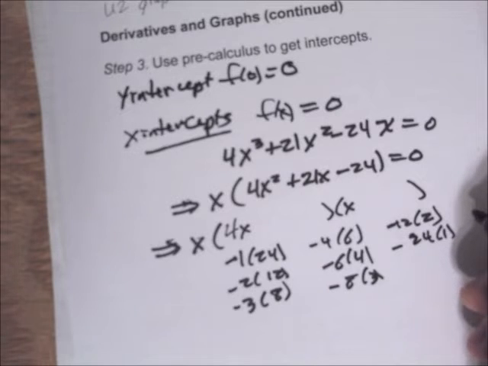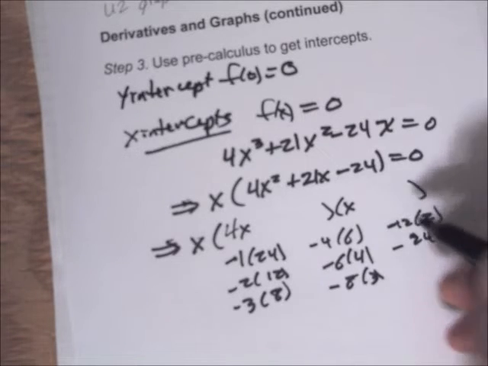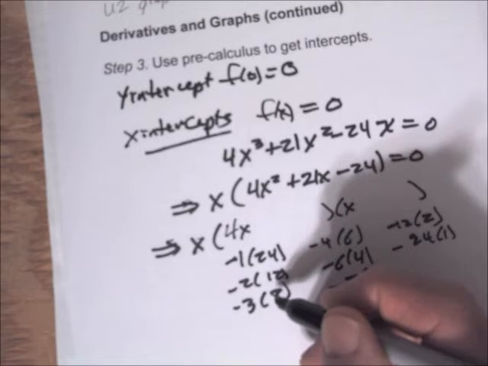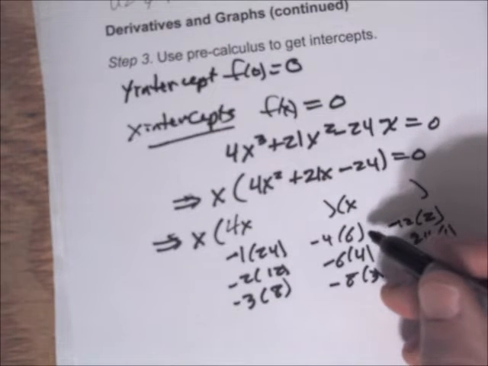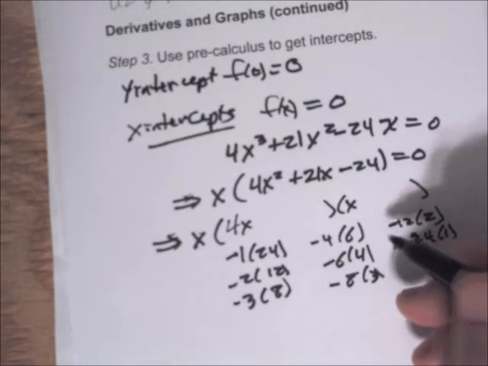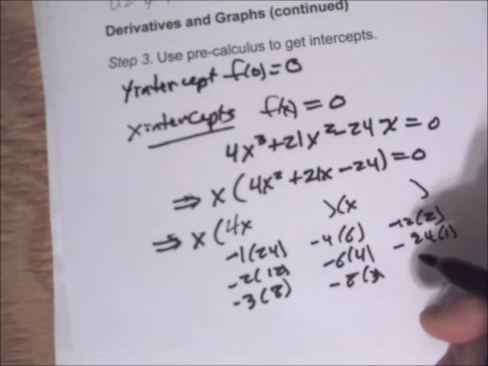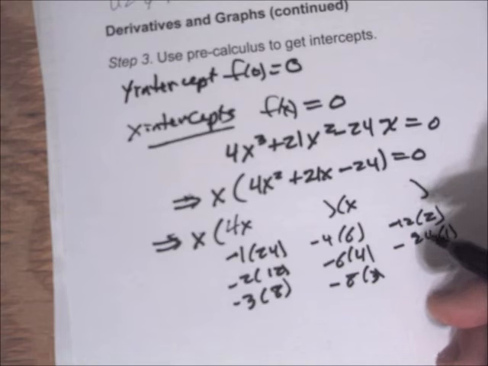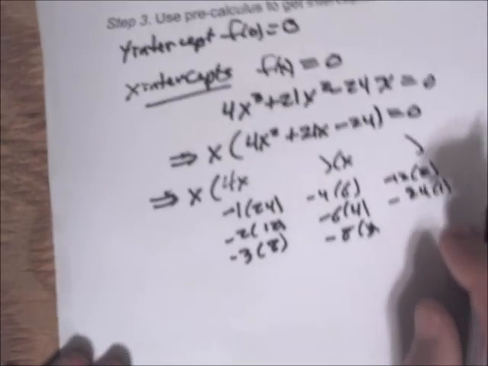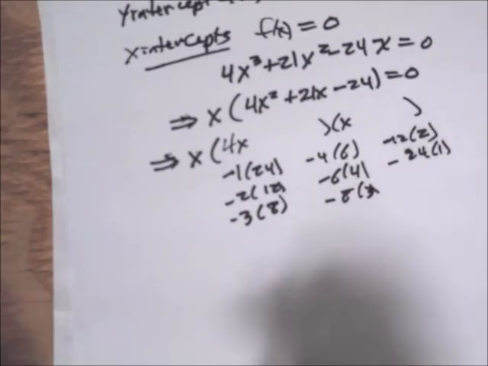So 4 times the one number plus the other number has to give us 21. 4 times 8 is 32, minus 3 is 29. 4 times 6 is 24, minus 4 is 20. I'm not seeing what combination might work there. So let's try the quadratic formula.